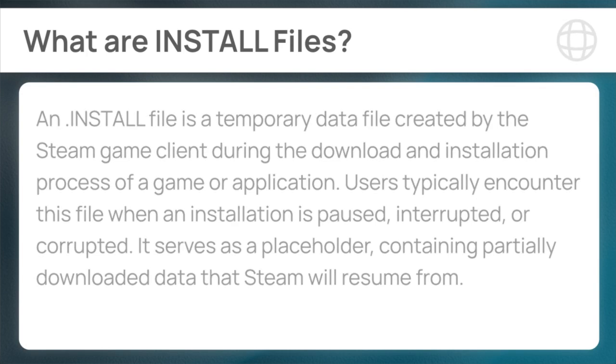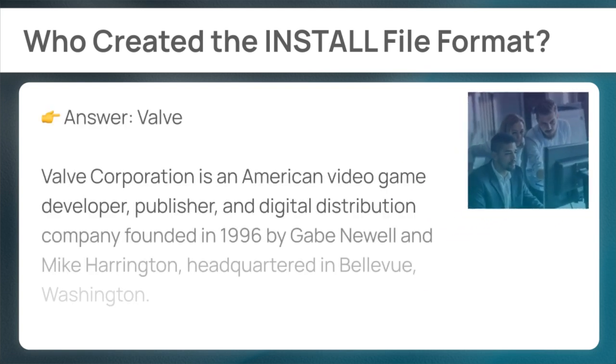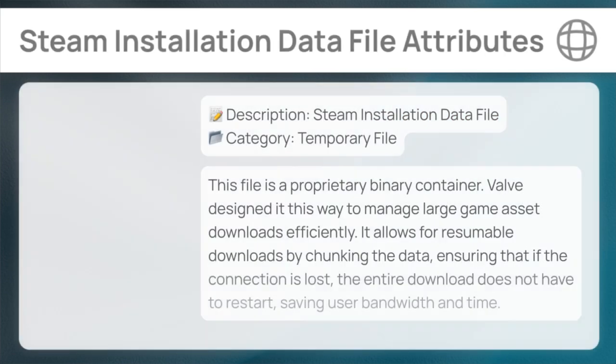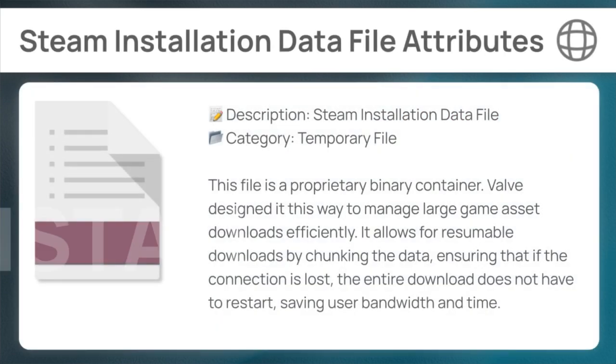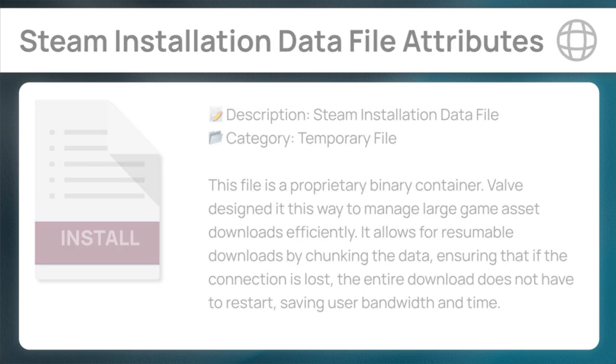Users typically encounter this file when an installation is paused, interrupted, or corrupted. It serves as a placeholder, containing partially downloaded data that Steam will resume from. This file is a proprietary binary container. Valve designed it this way to manage large game asset downloads efficiently. It allows for resumable downloads by chunking the data, ensuring that if the connection is lost, the entire download does not have to restart, saving user bandwidth and time.